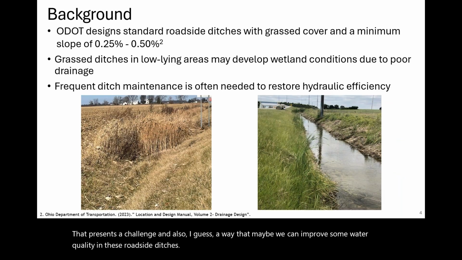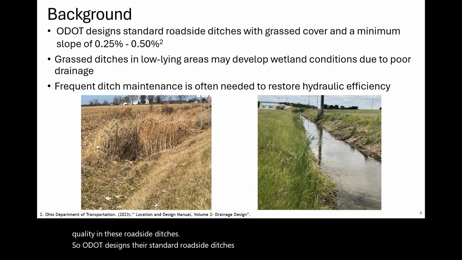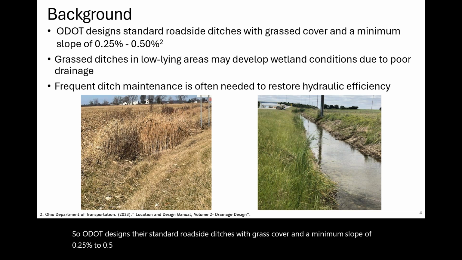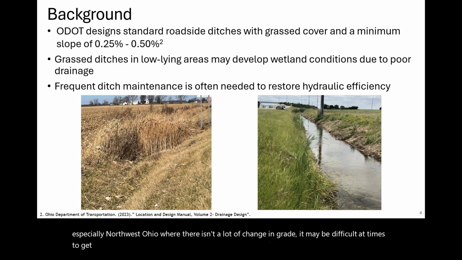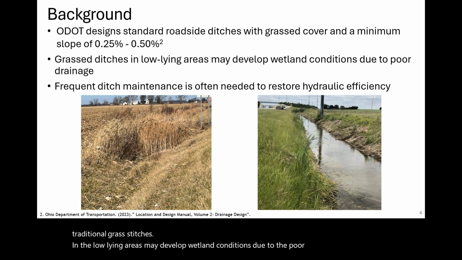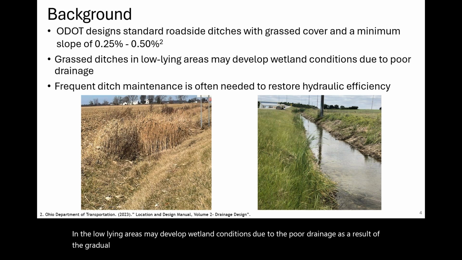ODOT designs their standard roadside ditches with grass cover and a minimum slope of 0.25% to 0.5%. While this is the design standard, in low-lying areas, especially Northwest Ohio, where there isn't a lot of change in grade, it may be difficult at times to get to this 0.25% or 0.5% grade just due to the surrounding landscapes. Therefore, these traditional grass ditches in low-lying areas may develop wetland conditions due to poor drainage as a result of the gradual slopes along roadside ditches in places with low overall gradient.